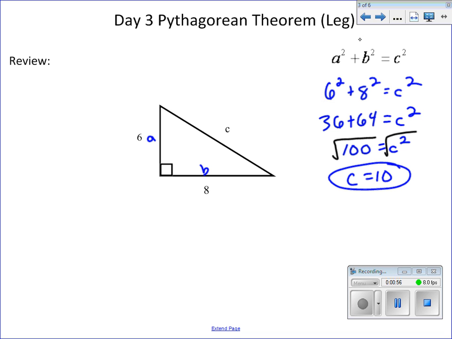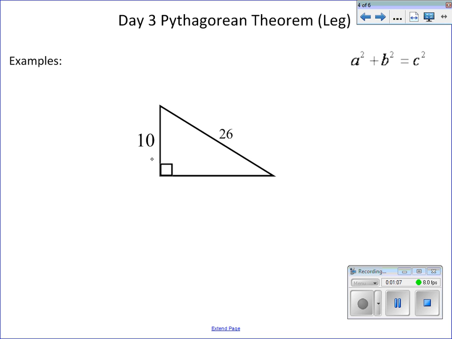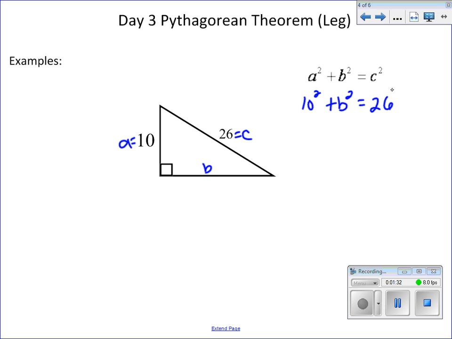We're going to use this theorem, but today, instead of solving for c, we're now going to be solving for either A or B. Okay? So let's try one. Again, this is the shorter side, so we're going to call it A, this B, and this C. Remember, the hypotenuse or the diagonal is always C, and it's the one opposite of the right angle. We use our theorem, and we plug 10 squared in. We don't know what b is, so it stays as b squared, but we do know c is 26. We're going to square that.